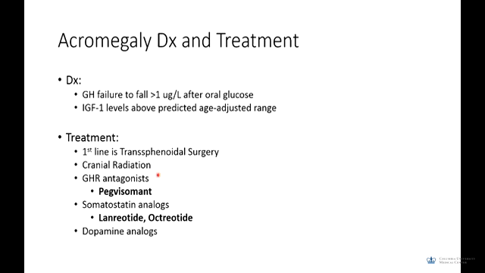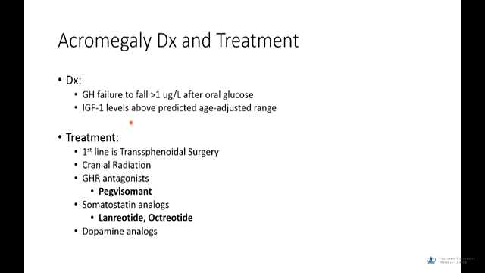This next slide is diagnosis and treatment. If you give glucose to these individuals and growth hormone fails to fall below 1 microgram per liter, that would be an indication for acromegaly. And if they have any of the signs above, you could probably assume clinically that they do have it, or if the adjusted range is off.